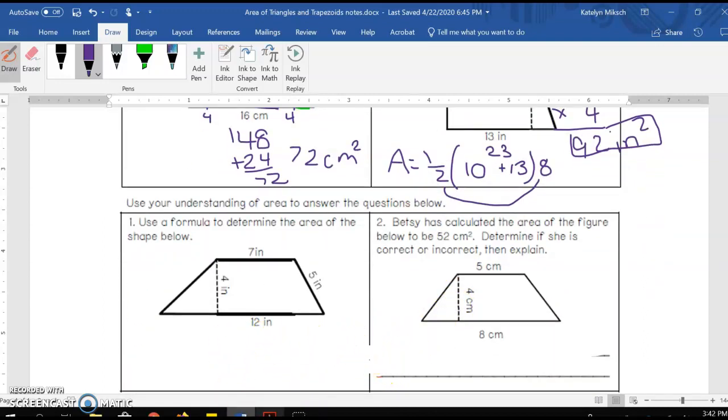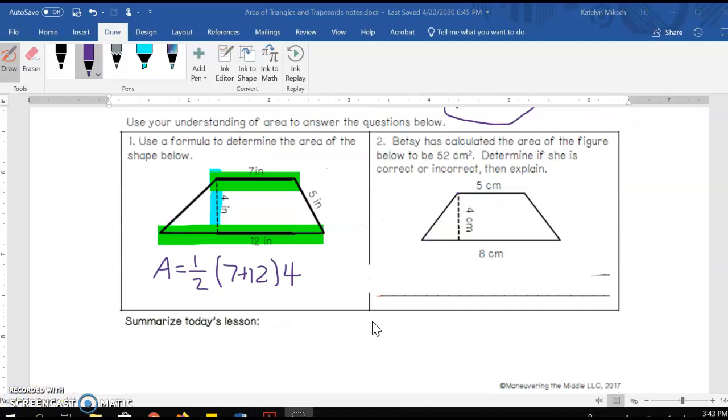Okay, I want you to pause right here and see if you can figure out the area of this shape below. Okay, you should have set up your formula to look the same as mine. Our bases in this trapezoid are 12 and 7. Those are the sides that are parallel to each other, and then our height is 4. Now remember, if you set it up for this part in the middle and you put 12 plus 7, you are perfectly fine. You do not need to erase anything.